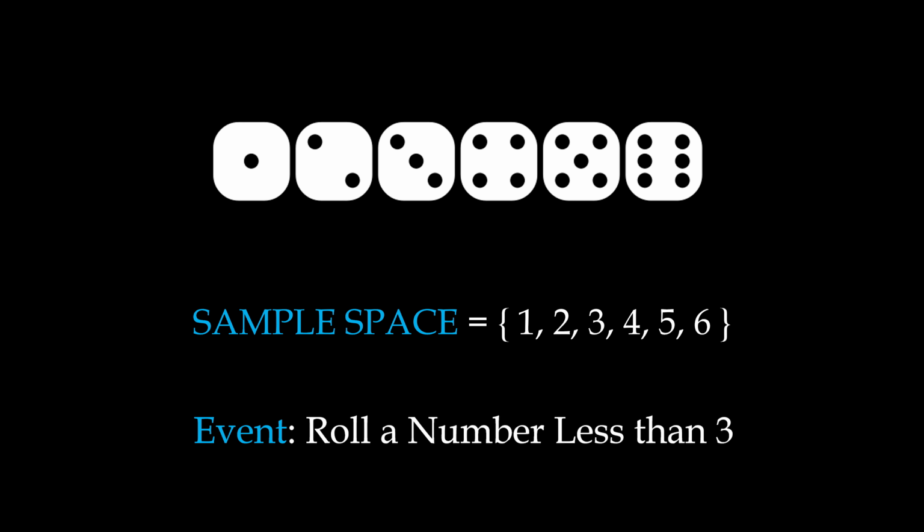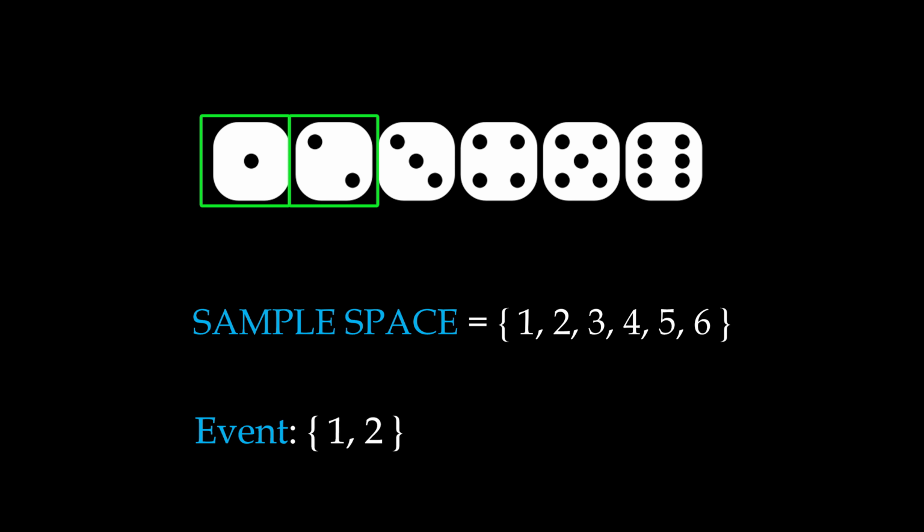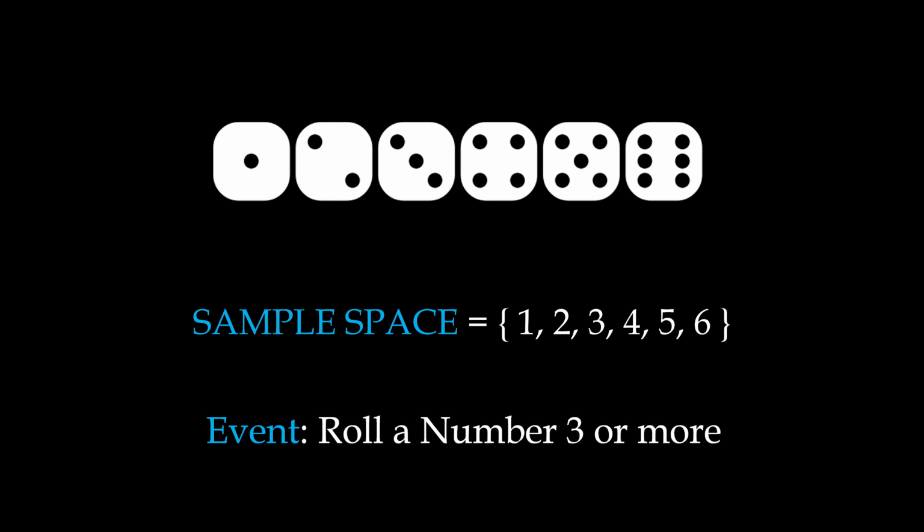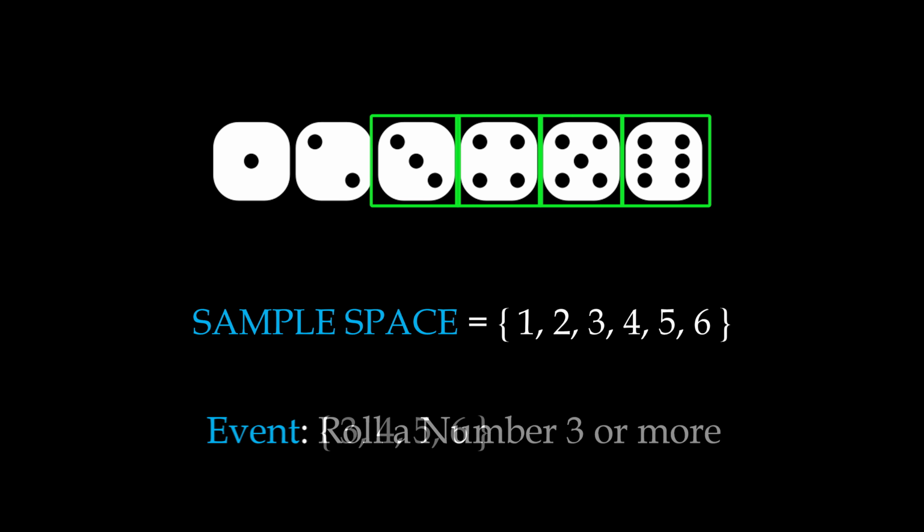If my procedure is to roll a die and get a number less than 3, then the collection or event I'm looking for are these numbers. If my procedure is to roll a die and get a number that is 3 or more, then the collection or event I'm looking for are these numbers.